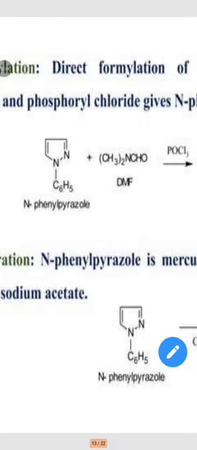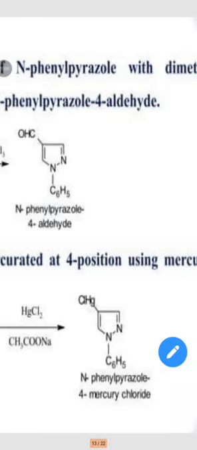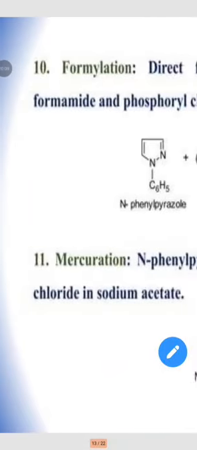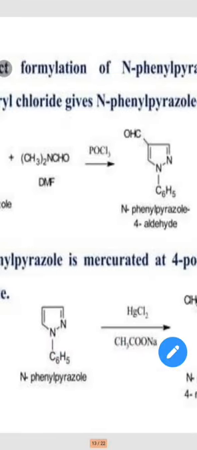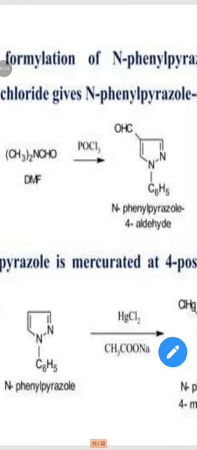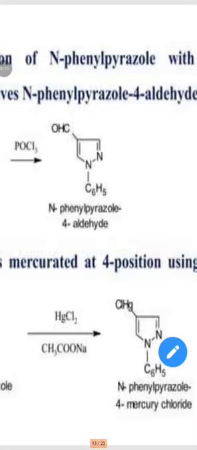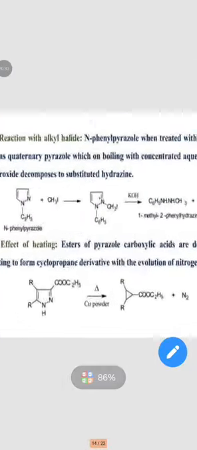The next reaction is mercuration. N-phenyl pyrazole is mercurated at the 4th position using mercury chloride, HgCl2, or sodium acetate, CH3COONa. So N-phenyl pyrazole 4-mercury chloride is obtained.